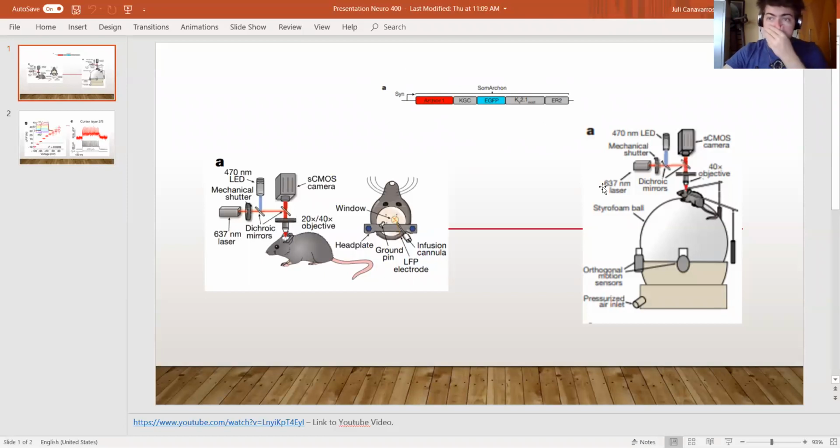And below is the setup they used. In A is the simple methodology where they left the mice standing still, shine the laser on top of the mice head, and recorded the response through the reflection of the dichroic mirrors into the computer. In the second image, they did the same setup. However, the rat is moving on top of a styrofoam ball.